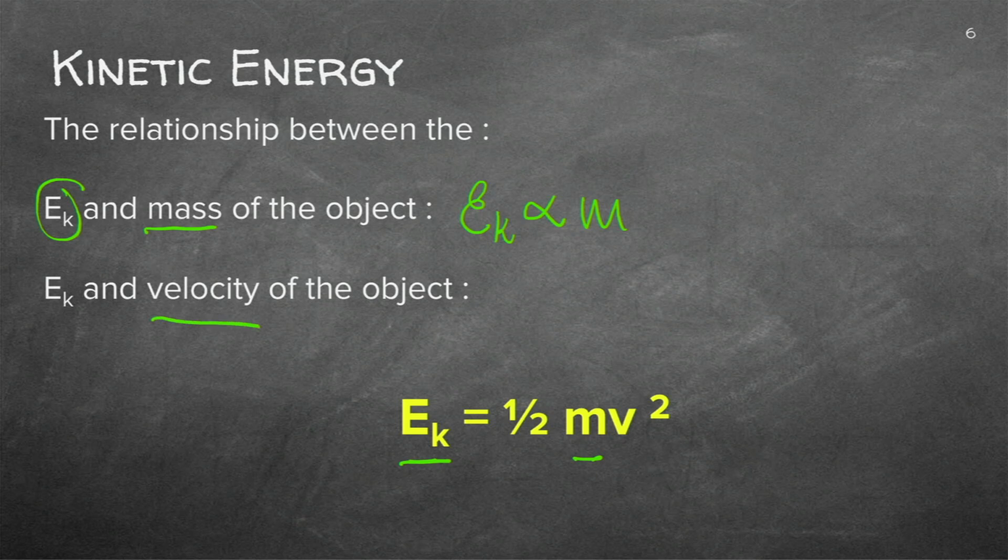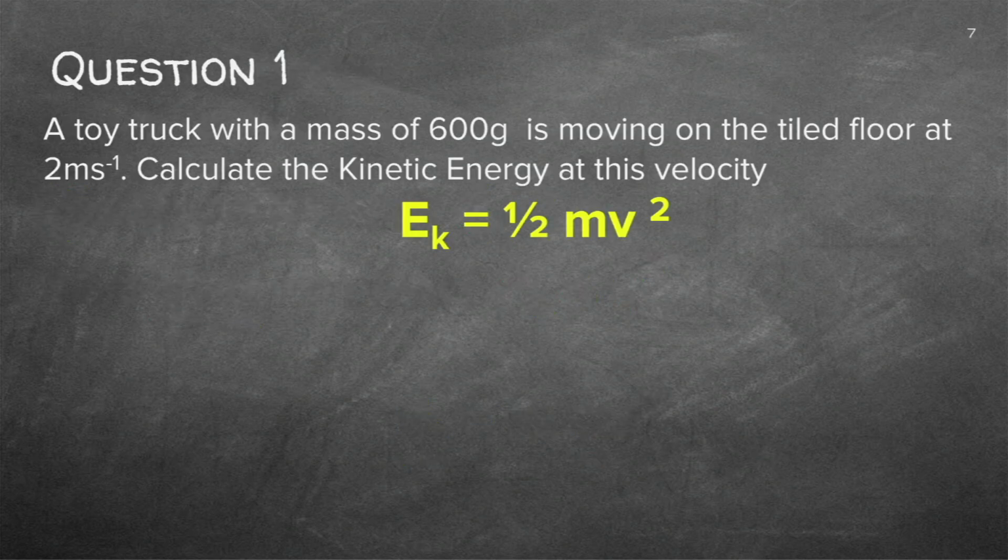And the velocity is directly proportional, but be careful, the energy is proportional to the square of the velocity. Right, let's do a calculation with this. A toy truck has a mass of 600 grams. Now remember what I've constantly said: when you read something, draw a picture. So you've got your truck.